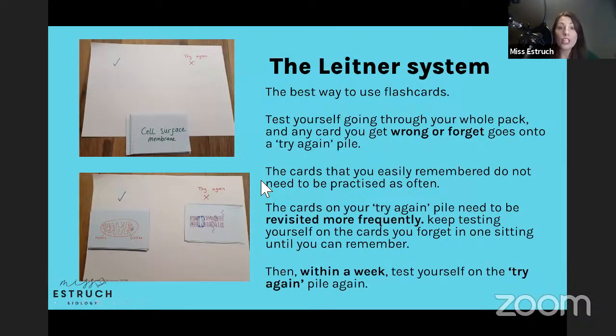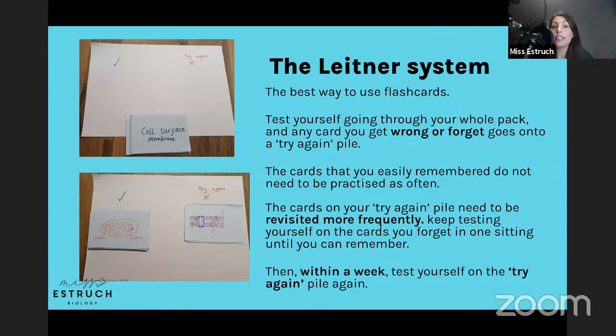Now, how you use them is the Leitner system. That is the system that I recommend because it is the best way to improve your long-term memory and to test your understanding. What we mean by the Leitner system is you need to have a pile where you'll put your cards that you got correct straight away, and a pile where either you didn't quite remember it properly or you couldn't remember it at all, and that goes in the try again pile.